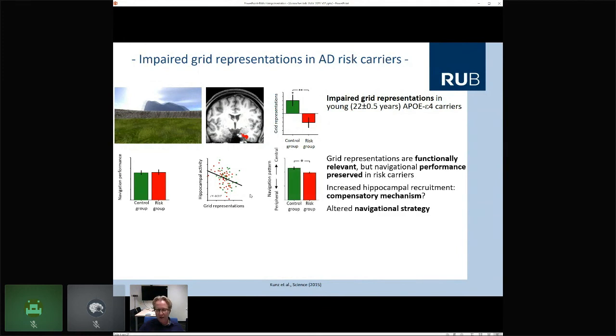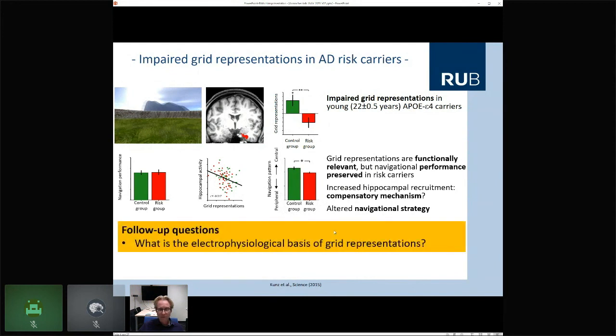Furthermore, we found that the risk carriers showed alterations in their navigational behavior. They navigated more closely to the border of the virtual arena, so in the periphery, than the control participants. So there's a number of follow-up questions that we've since then tried to address. The first is, what is the electrophysiological basis of grid representations?